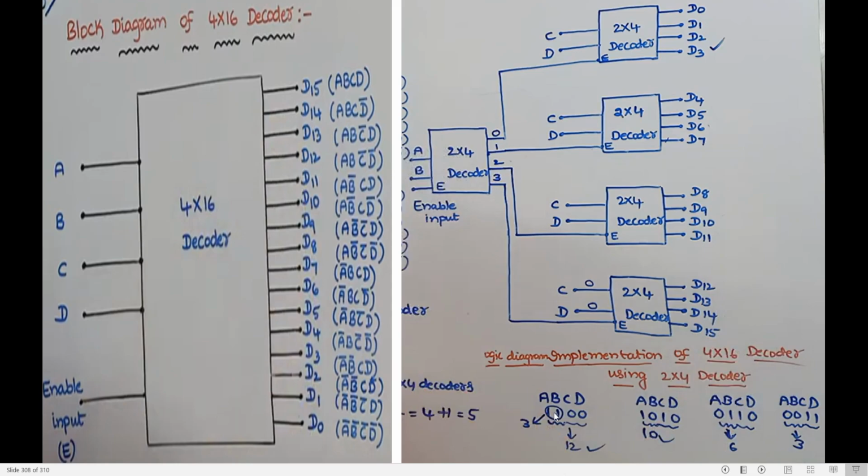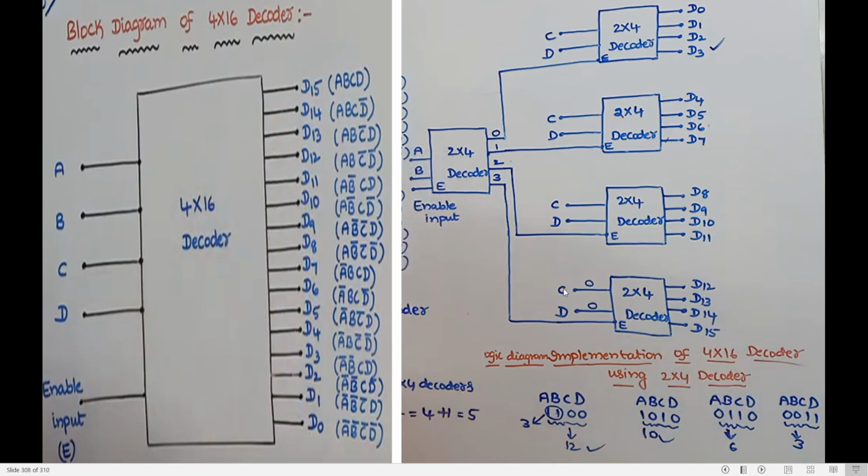Since A and B is 1, 1, it directly selects this fourth line, 0, 1, 2, 3, this line. So it goes through this wire and enables this decoder. So this decoder is enabled. It will be working. Now it checks what is the value of C and D. 0 and 0.